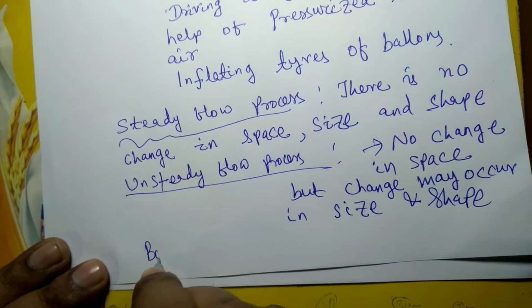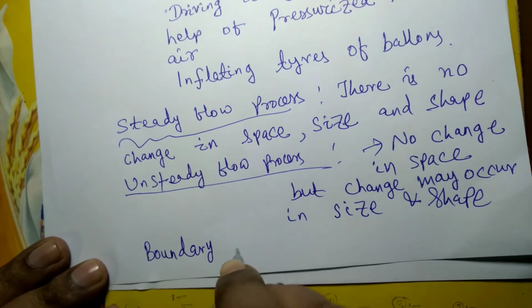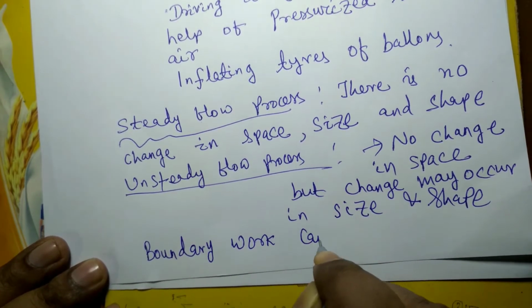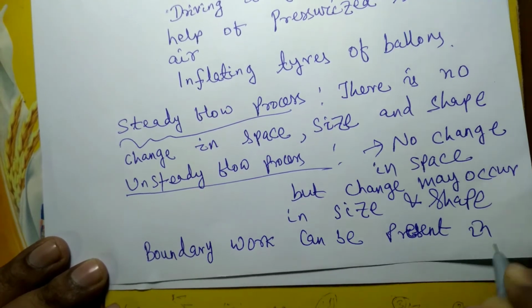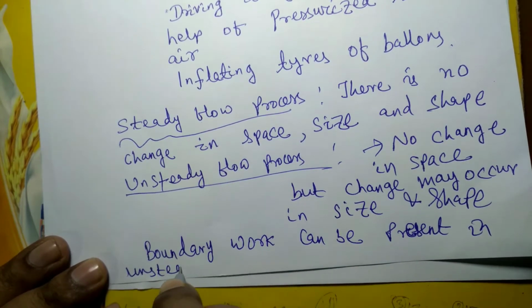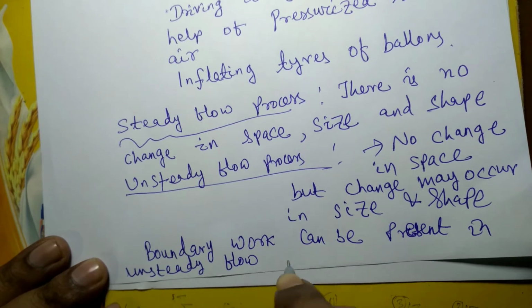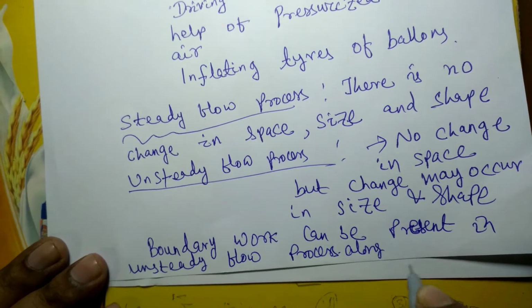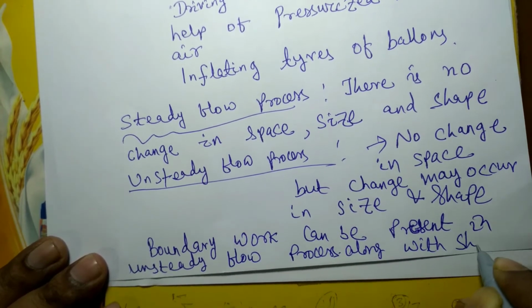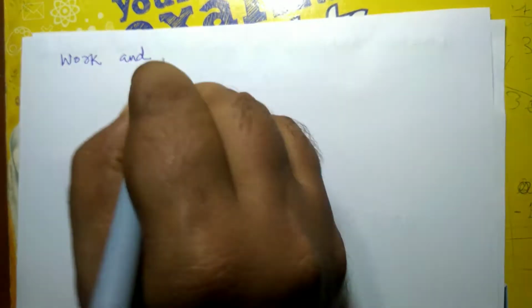So boundary work can be present. That's an important point, in unsteady flow systems or process. Unsteady flow process, along with shaft work and electrical work.